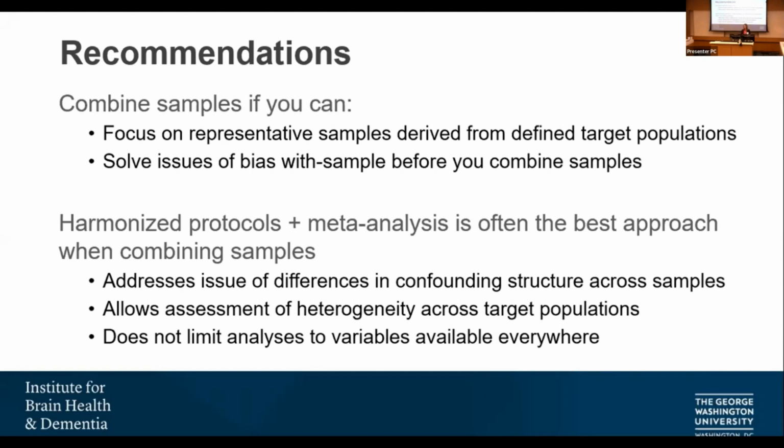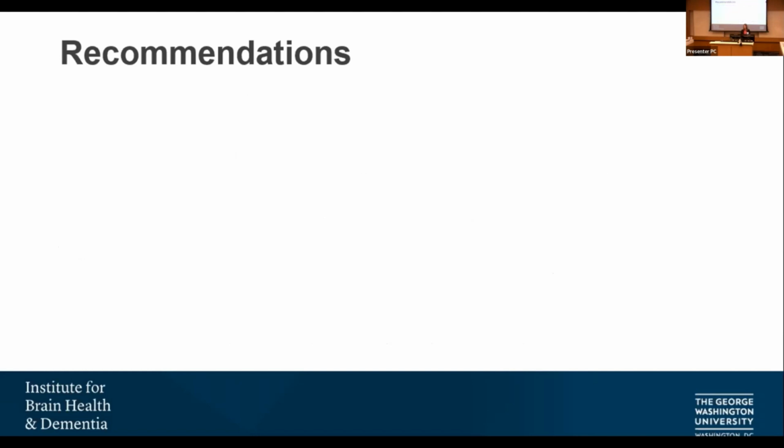It allows you to really easily address the difference in confounding structure. It allows formal assessment of heterogeneity across target populations. And it doesn't limit analyses to variables available everywhere. And in my experience, you don't really lose that much statistical power.